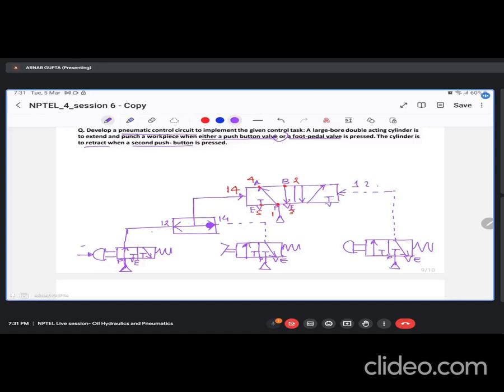As you can understand, if you are writing these signals as 1 2 and 1 4, then you should name the ports as 1 2 3 4 5 rather than A B P E ports. Okay. Next you have your double acting cylinder, and this is the extension stroke. This is the retraction stroke. I hope I didn't miss out on anything.